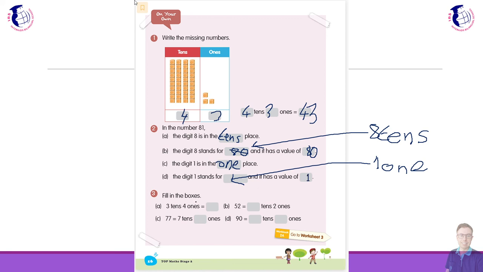Fill in the boxes. 3 tens, 4 ones. There's 34. 52 equals 5 tens and 2 ones. 77, 7 tens, 7 ones. 90, 9 tens, and 0 ones. So pause it again there, check your answers.